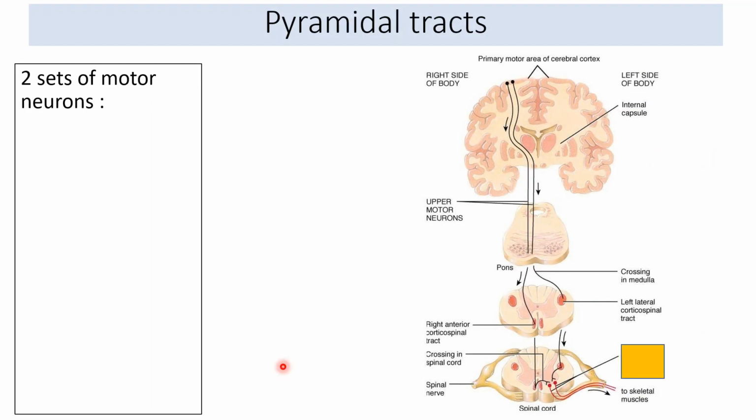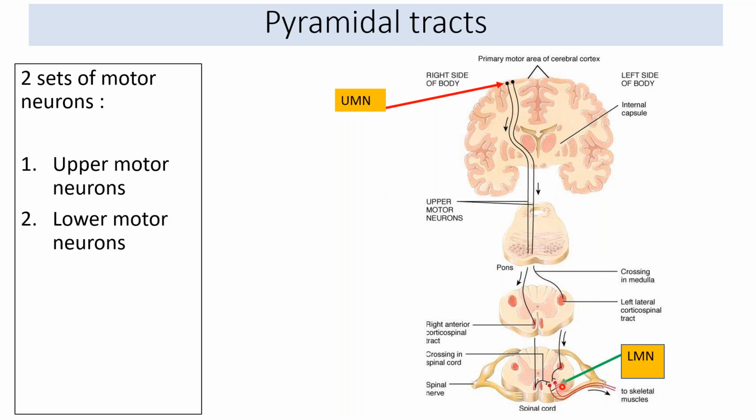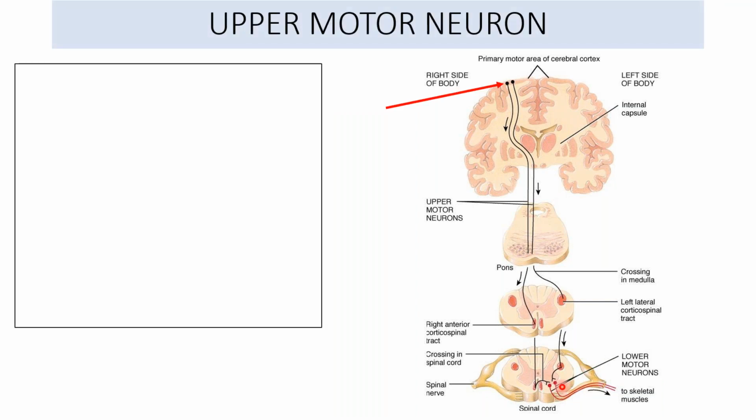Now, as we had seen in the previous class, there were three sets of neurons: first order, second order, and third order neurons. In the motor tracts, the pyramidal tracts or the corticospinal tracts, we have two sets of neurons. This first arrow is showing the first order neuron, which is called the upper motor neuron. Lower motor neurons are at the level of the spinal cord. So they are upper and lower motor neurons. Now, what are upper motor neurons?